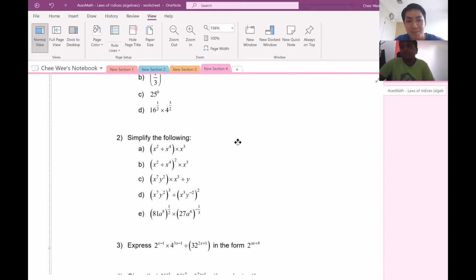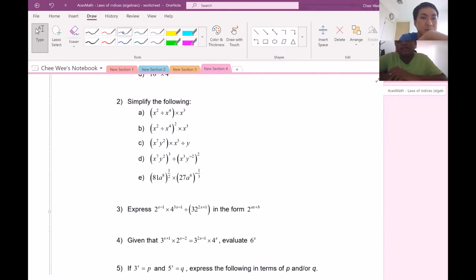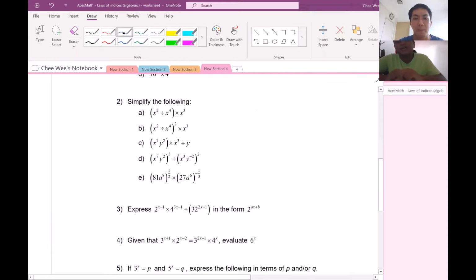So A, right? We'll do every alternate question. So A, C. So x squared divided by x to the fourth, which is x to the negative second power. Then times x to the third is just x to the first. Then the third one. And then x to the seventh.